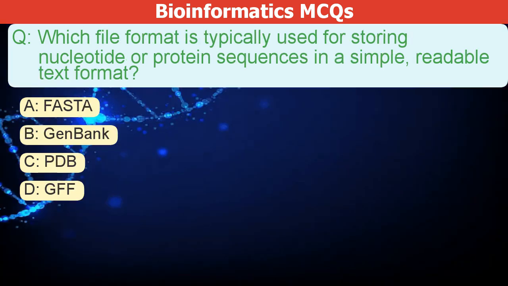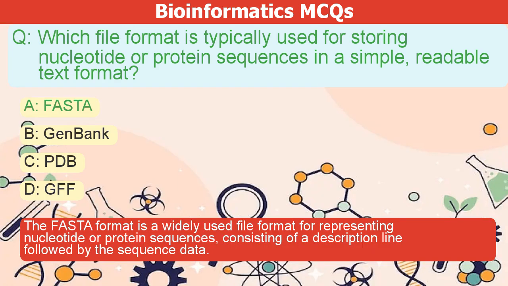Which file format is typically used for storing nucleotide or protein sequences in a simple, readable text format? A. FASTQ. B. GenBank. C. PDB. D. GFF. The correct answer is A. The FASTQ format is a widely used file format for representing nucleotide or protein sequences, consisting of a description line followed by the sequence data.